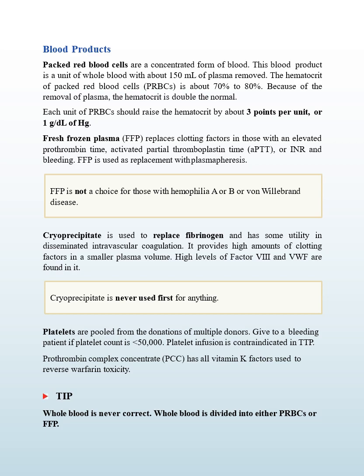Each unit of PRBCs should raise the hematocrit by 3 points per unit, or 1 gram per deciliter of hemoglobin. This is very important to remember.